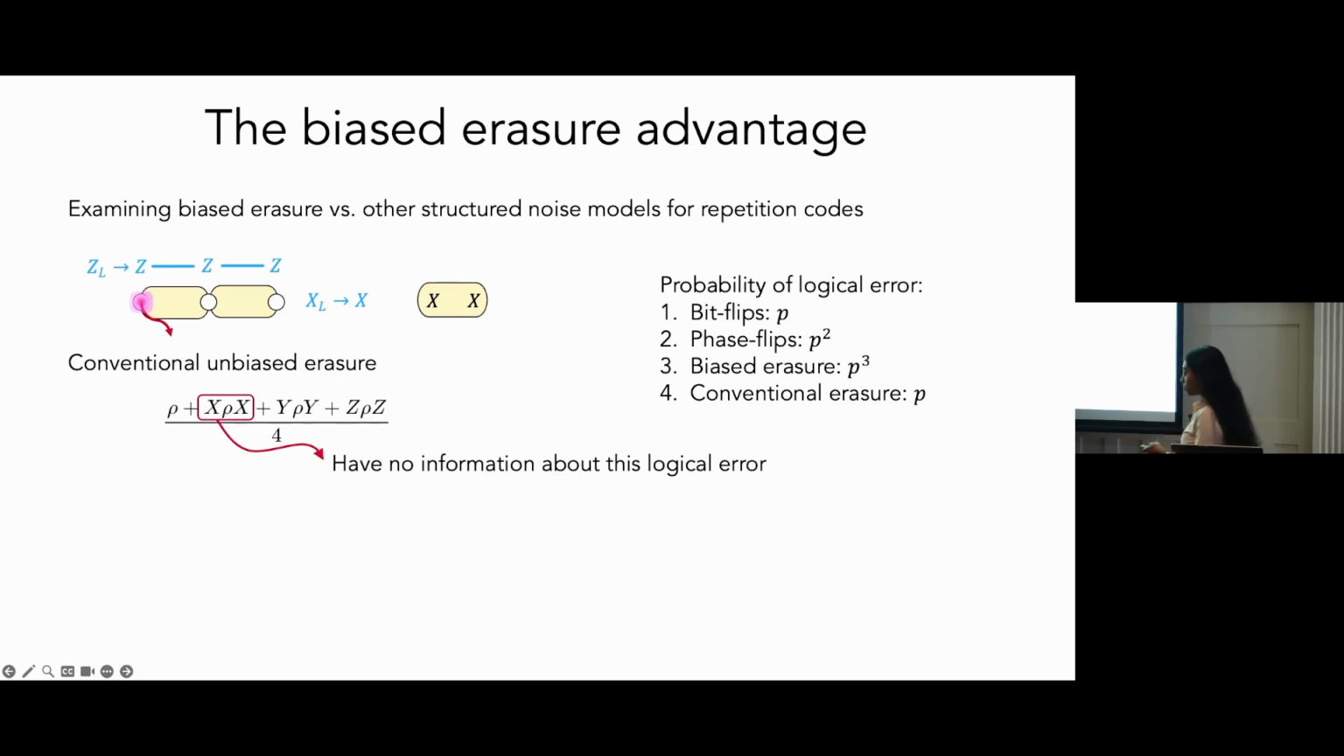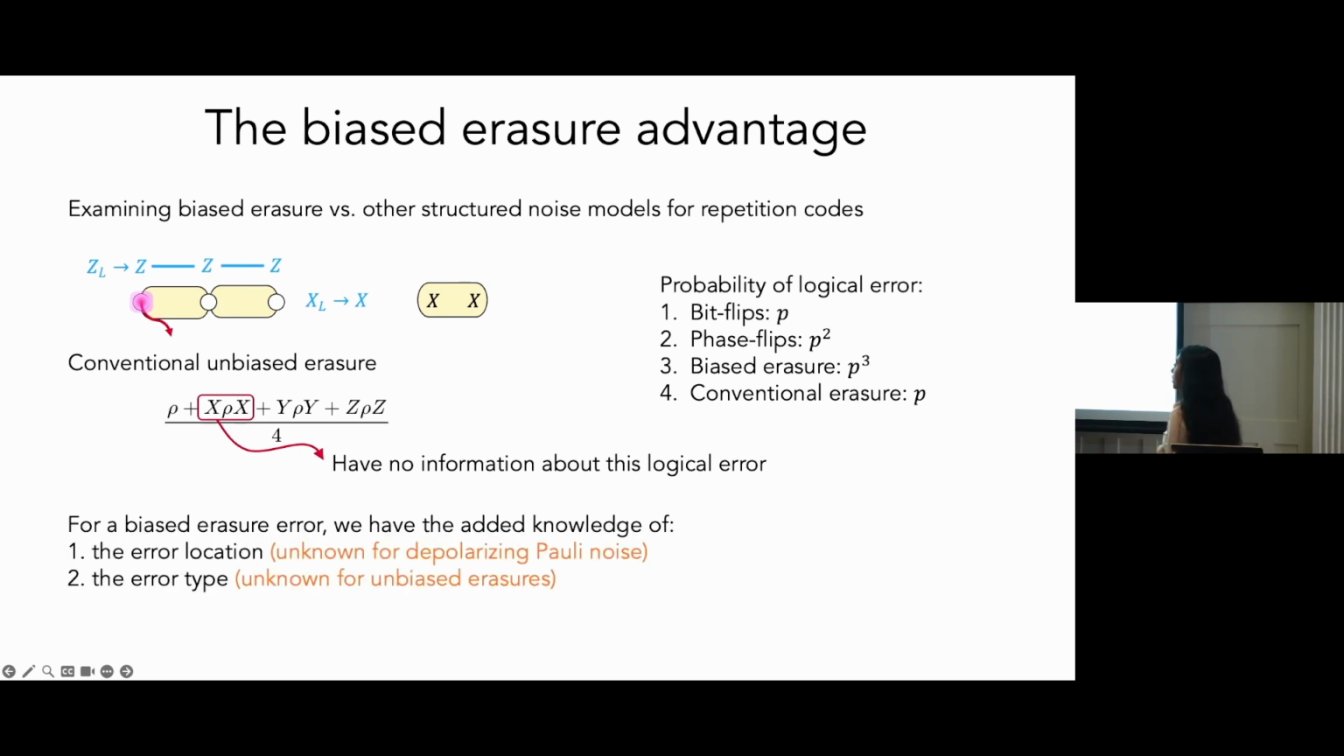So this hopefully shows us that biased erasures offer two advantages. You have knowledge of the error location, which is not present in Pauli errors. And you also have knowledge of the error type. So you know that here, for example, it will only create Z errors. And this knowledge of error type is missing for conventional unbiased erasures. So this hopefully shows us that biased erasures offer advantages during error correction.